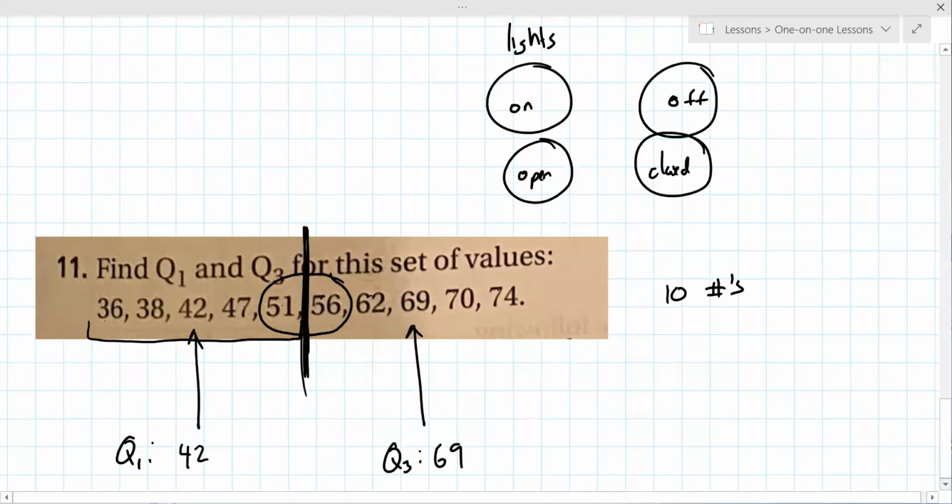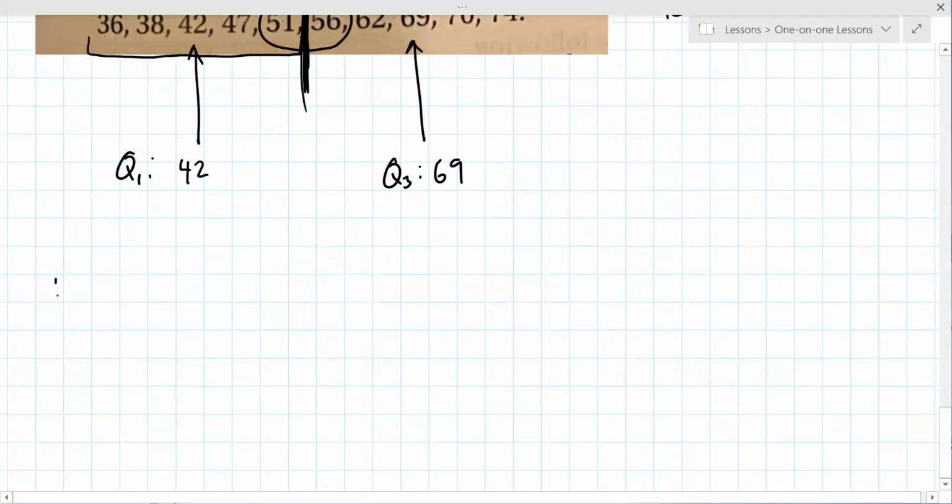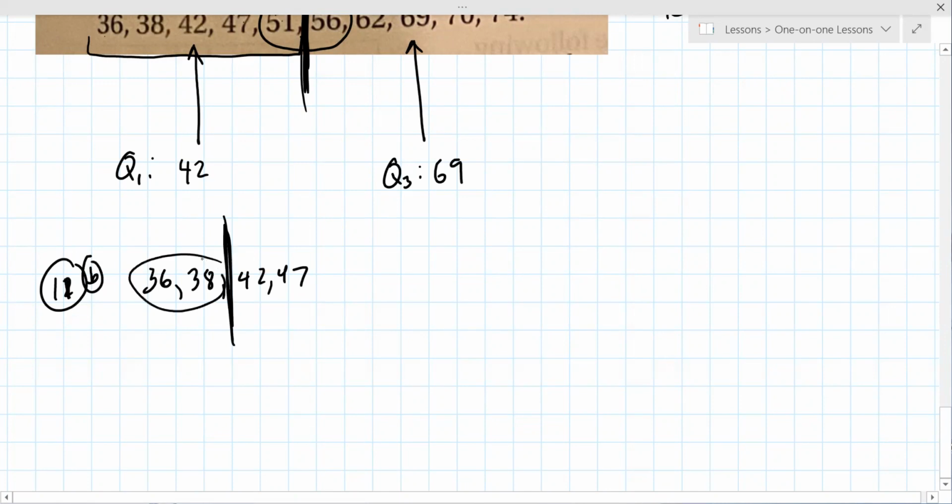So let me briefly describe that, and I'll reuse some of the numbers here: 36, 38, 42, and 47. The dividing line is right here in the middle. So Q1 is the average of these because there's an even number of numbers. Up here there was an odd number of numbers. So Q1 would be the average of these: 36 plus 38 divided by 2, which is 37.